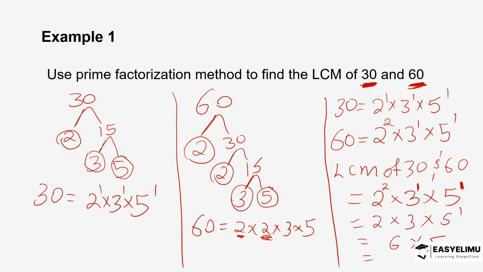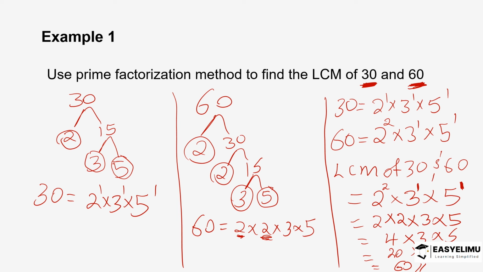So this one here will change. So you have 2 times 2 times 3 times 5. 2 power 2 is 2 by 2, by 3, by 5. So 2 by 2 is 4, by 3, by 5. So I will multiply 5 by 4 first to give me 20, and 20 by 3, that is going to give me 60. So the LCM of 30 and 60 is 60.